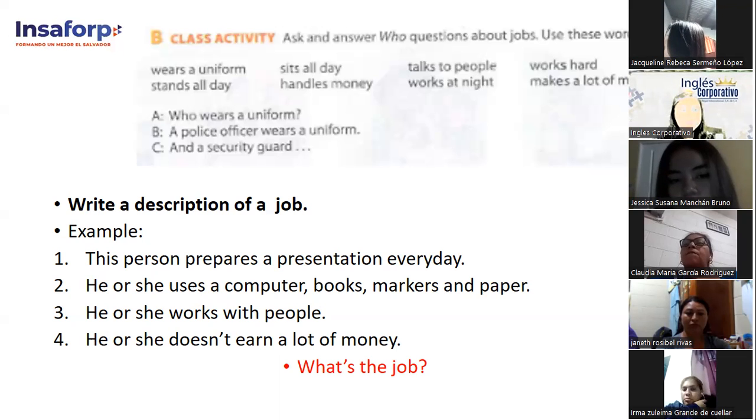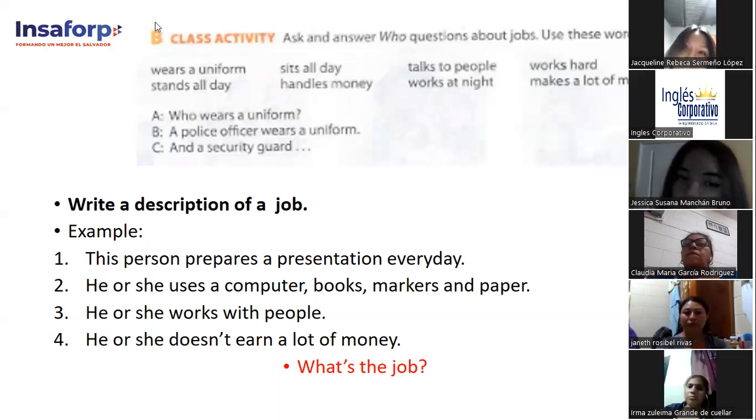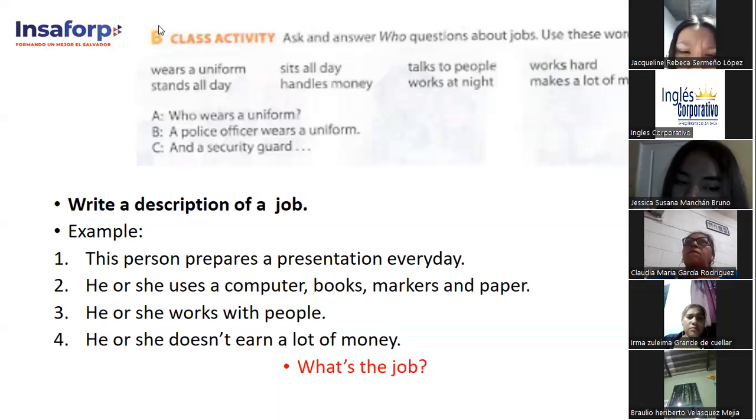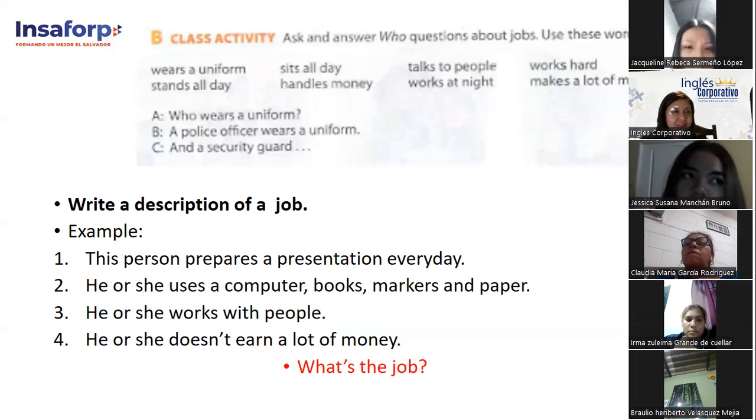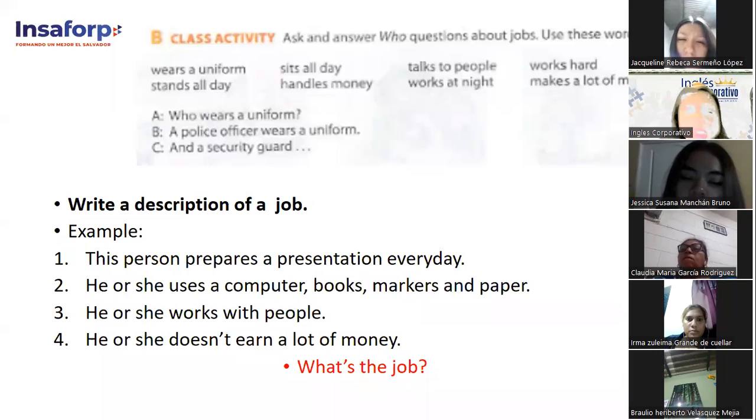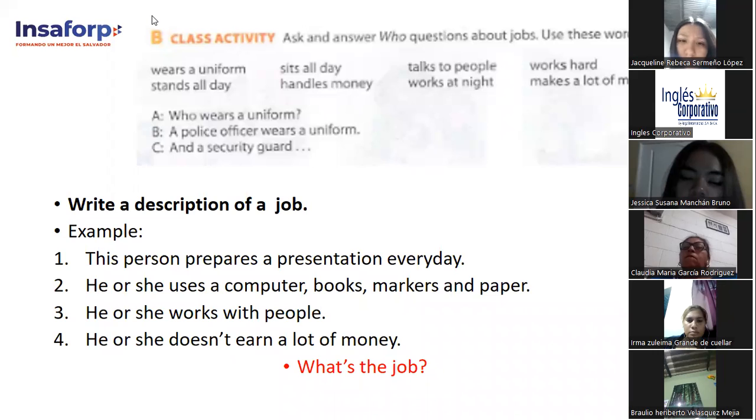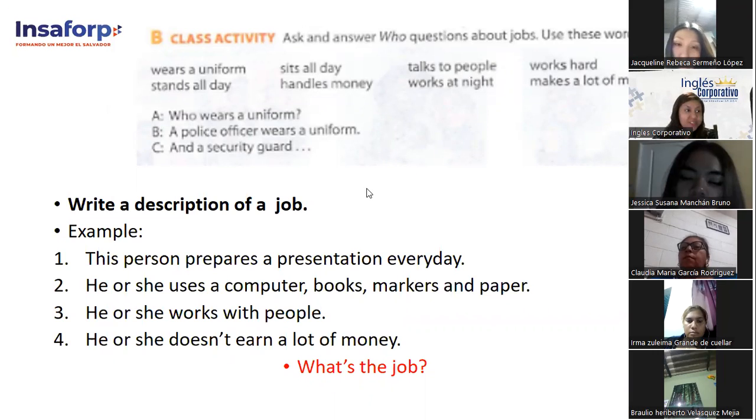Tell me, who stands all day? Stands. The opposite of sit. Who stands all day? Receptionist? Not really. Police. A teacher? Waiter. Waiter, the waitress. Teachers. Waitress. Yes, that's right. Okay. Who sits all day? Taxi driver. Okay, taxi drivers. Yes, that's correct.